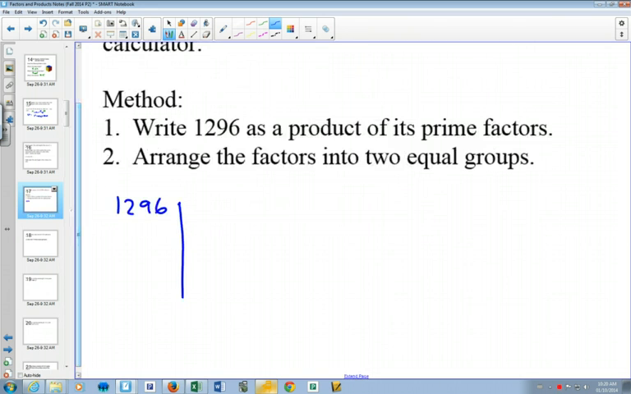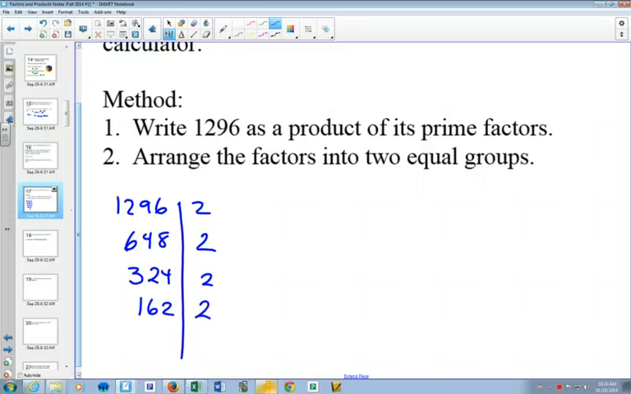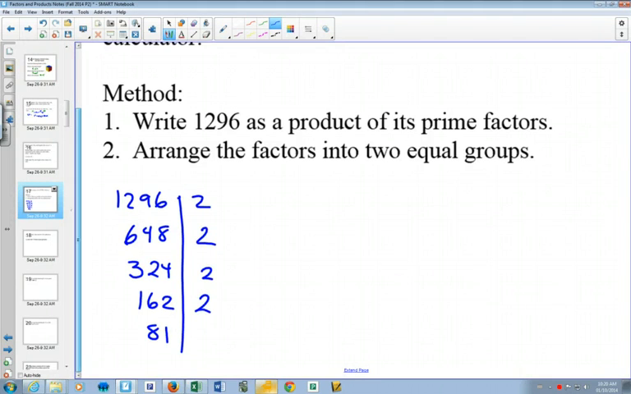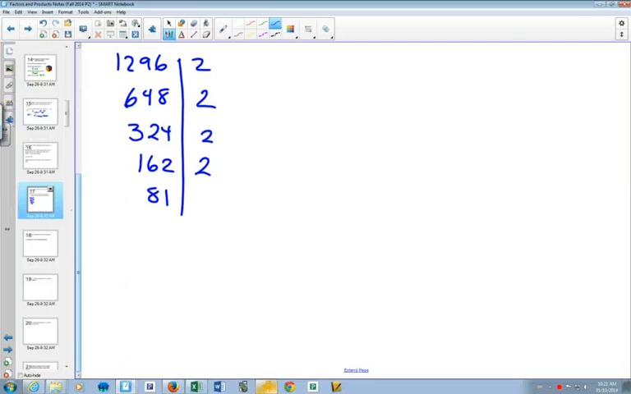1296 can be divided by 2. That will leave you with 648. That can be divided by 2, leaving you with 324, which can be divided by 2, which leaves you with 162, which can be divided by 2, which leaves you with 81, which can be divided by 3, 27 can be divided by 3, 9 can be divided by 3, 3 can be divided by 3, and finally we get 1.